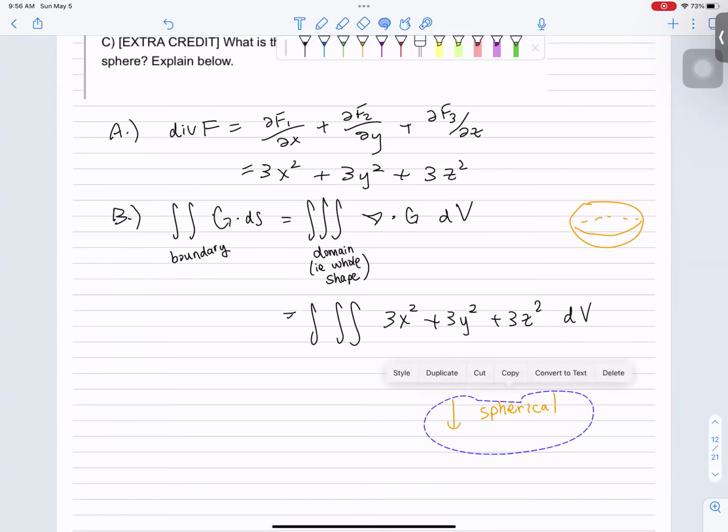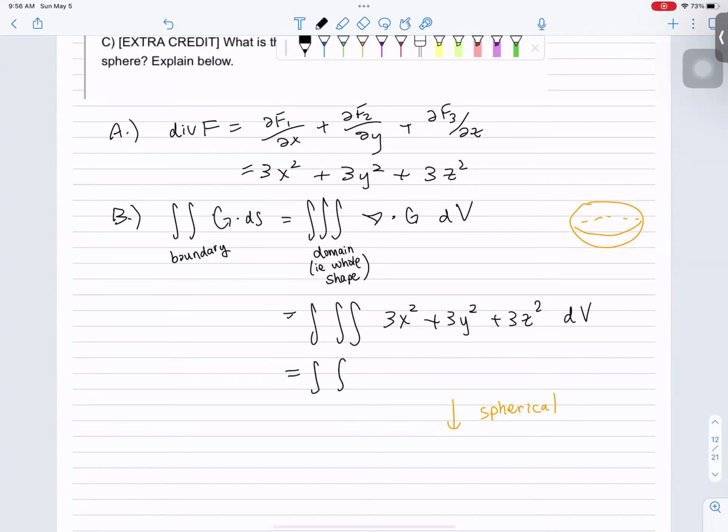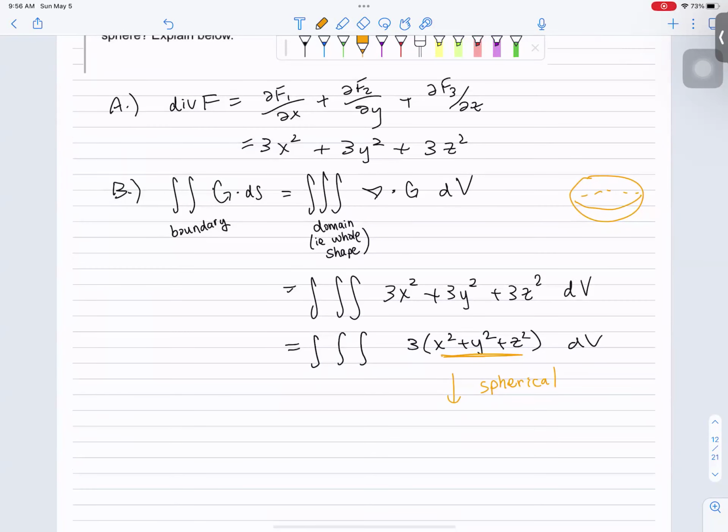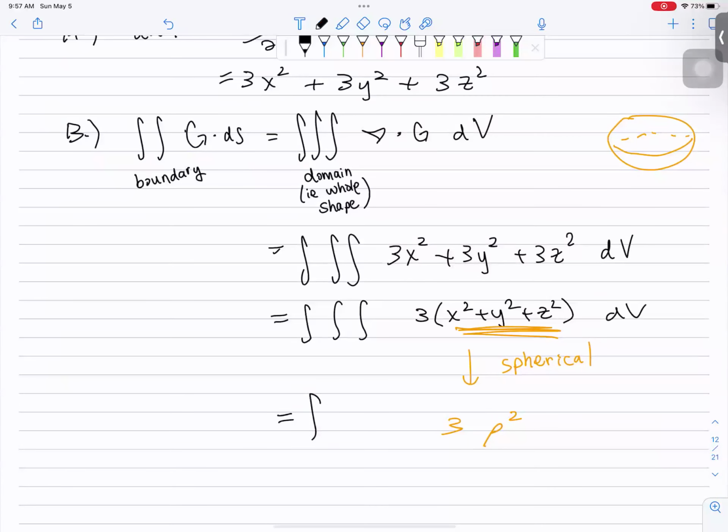Why do spherical coordinates work out nicely? Well, let me rewrite. This could be written as 3 times x squared plus y squared plus z squared dV. And in spherical coordinates, what is x squared plus y squared plus z squared? It's rho squared by the spherical conversions. So I have a triple integral of 3 rho squared. dV in spherical coordinates becomes rho squared sine phi d rho d phi d theta.